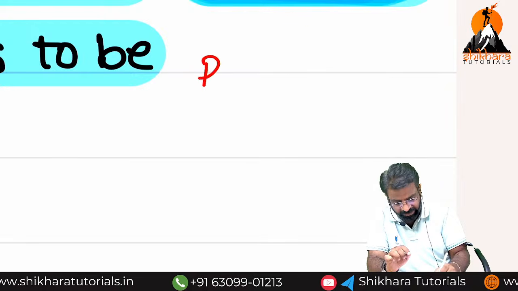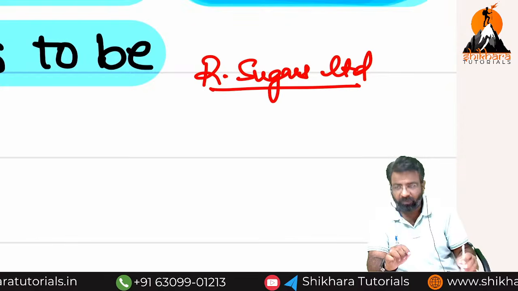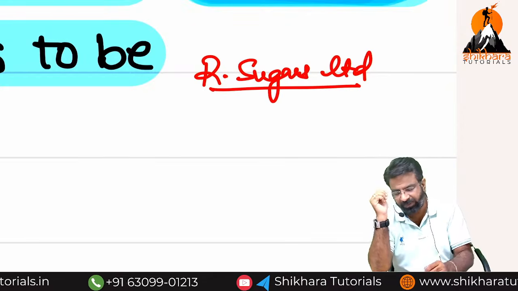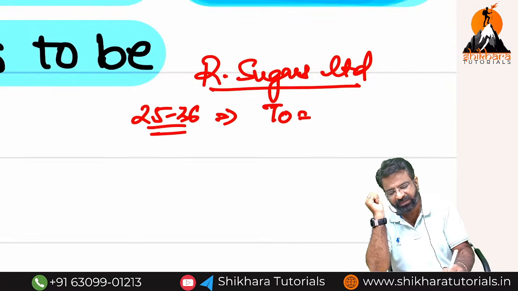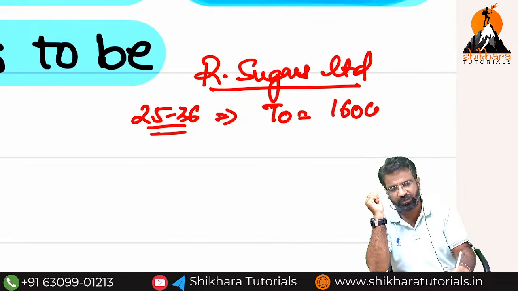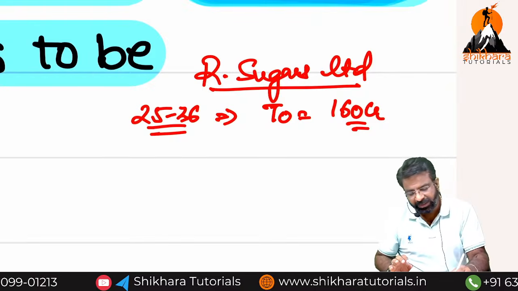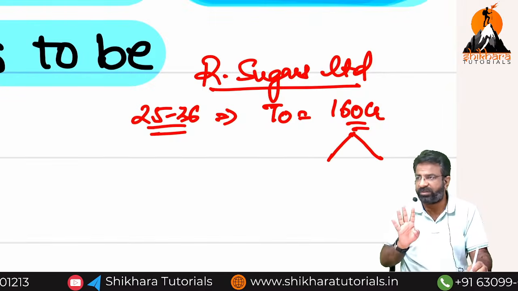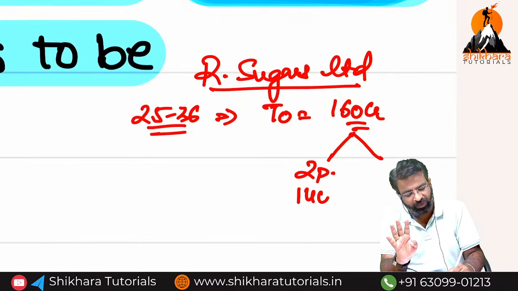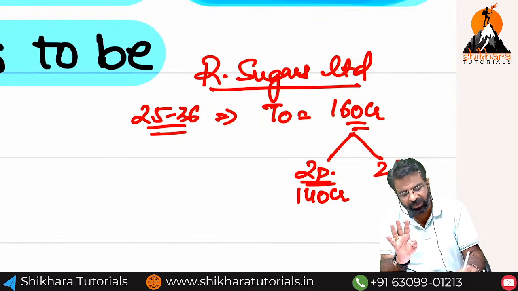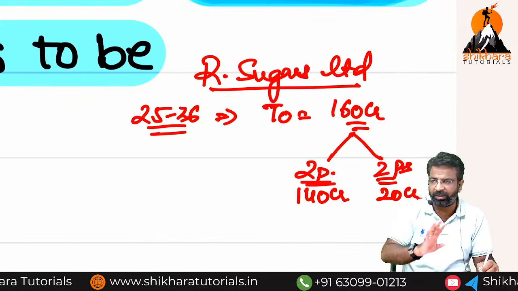Now let's take one example. Suppose my company name is Renuka Sugars Limited. Renuka Sugars Limited's 25-26 financial year turnover is, say for example, 160 crores. This 160 crores of turnover is coming from a total of 4 products. There are two products which are generating 140 crores of turnover, and two products which are generating 20 crores of turnover.